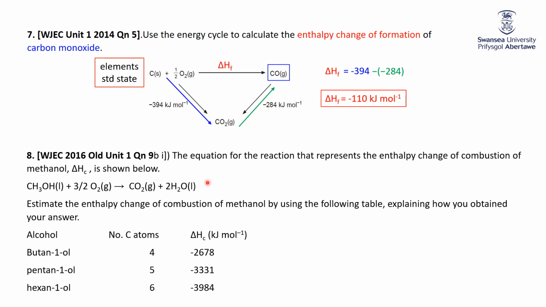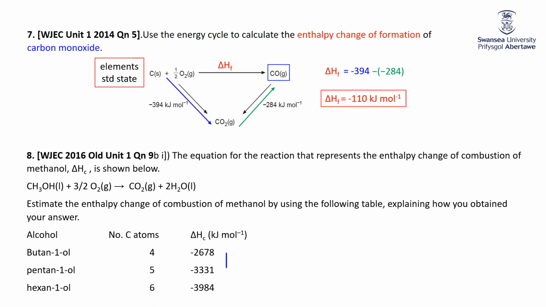Rather a long question that will have a short answer. The equation for the reaction that represents the enthalpy change of combustion of methanol is shown below. Estimate the enthalpy change of combustion of methanol by using the following table, explaining how you obtained your answer. So what we see here is we have 3 bigger alcohols, right? Successively 4, 5, 6 carbon atoms. Now let's look at the differences in the heat of combustion.